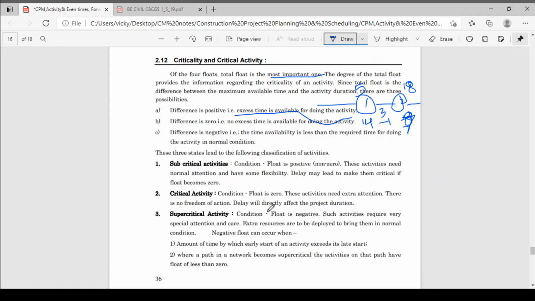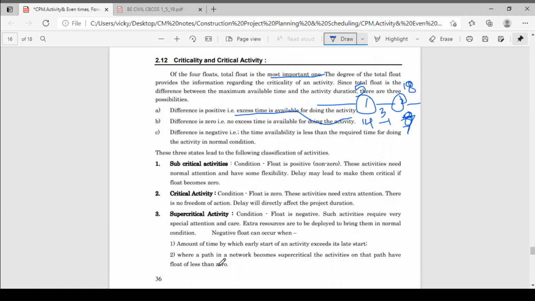Such activity requires very special attention and care. Okay, you have to deploy some extra resources for this activity, to complete that activity within the time. Okay, तुम्हाला ती activity लवकरात लवकर complete करण्यासाठी त्याच्यावरती resources वाढवायला लागतात. You have to spend जास्त amount त्याच्यावरती. So instead of delaying that activity, तुमची next activity delay होण्याच्या अगोदर तुमची अगोदरची activity लवकरात लवकर पूर्ण व्हावी.